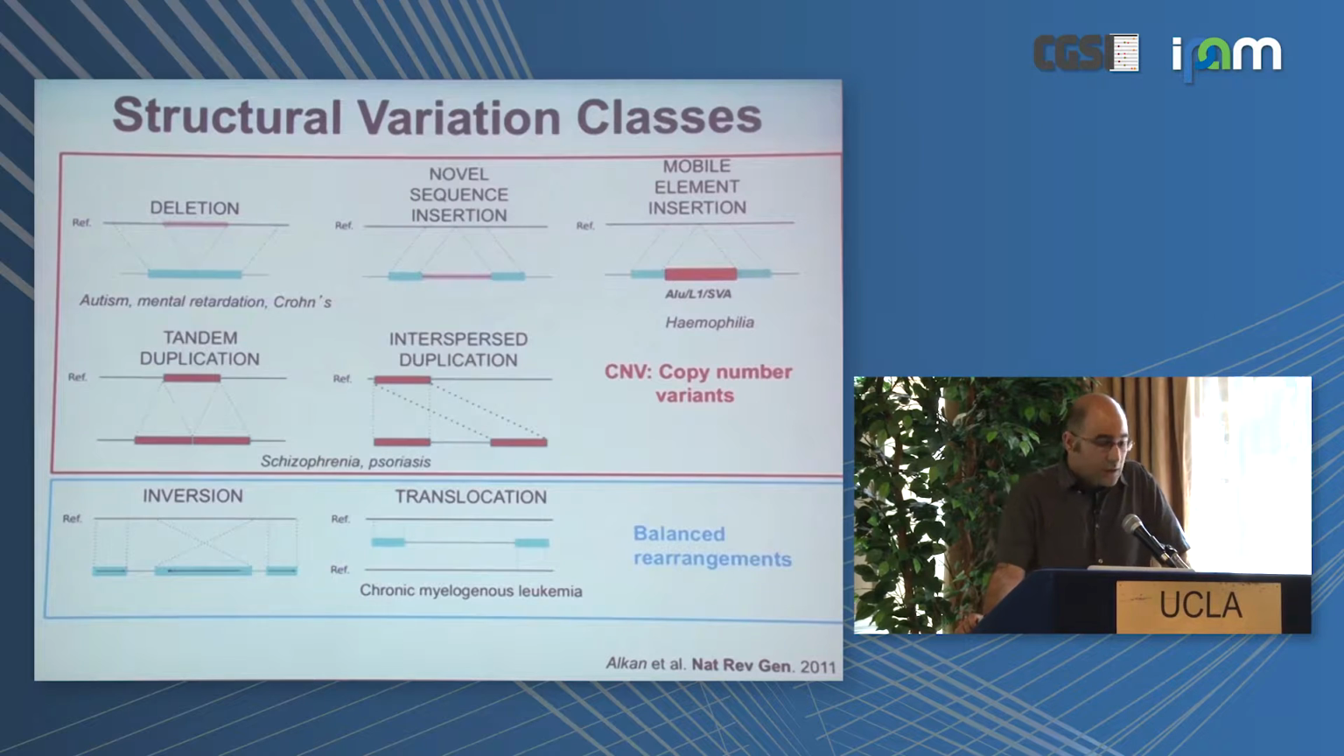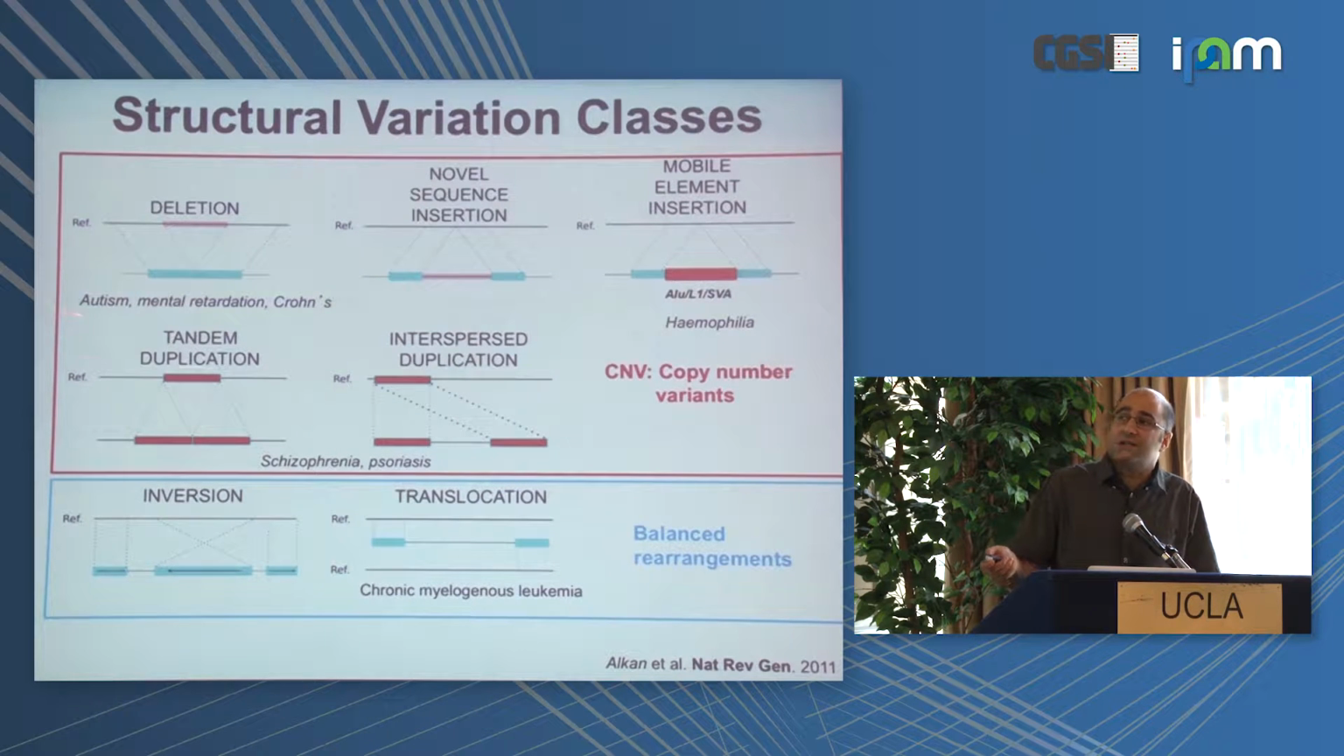Another group is balanced rearrangements, and these include things like inversion or translocation. Here, the number of copies of the segment does not change, but the orientation or location of the segment will change. For instance, in an inversion, a segment of the genome is inverted, or in a translocation, a segment is cut and pasted to another location. It's important to note that there are a lot of diseases for which we can find structural variation being the causative variation.